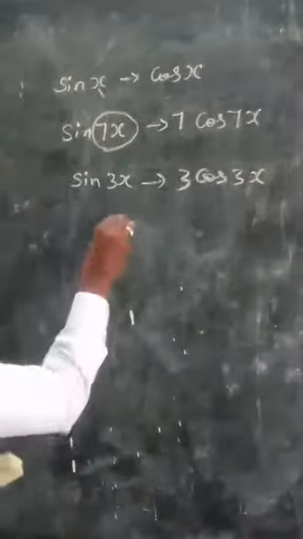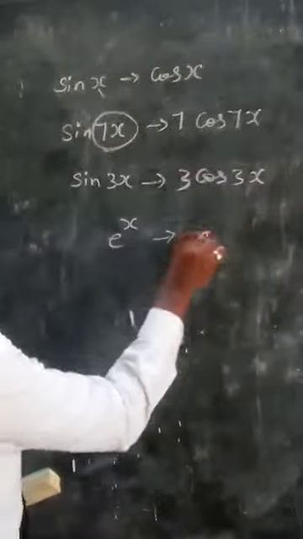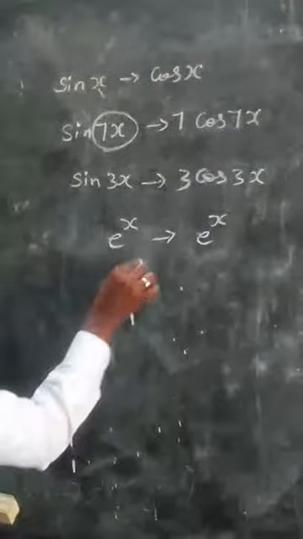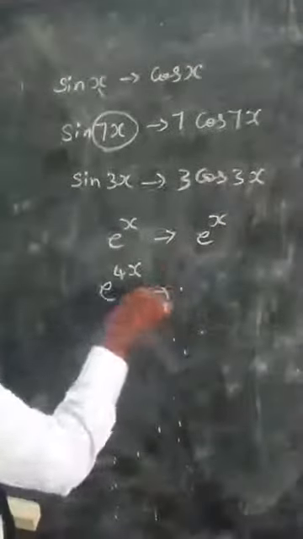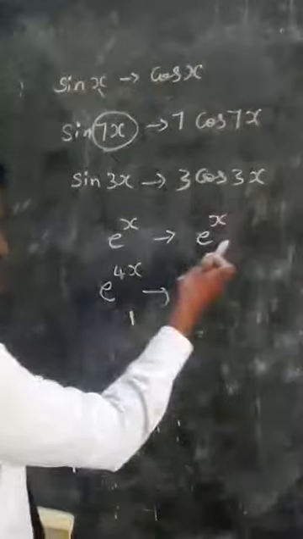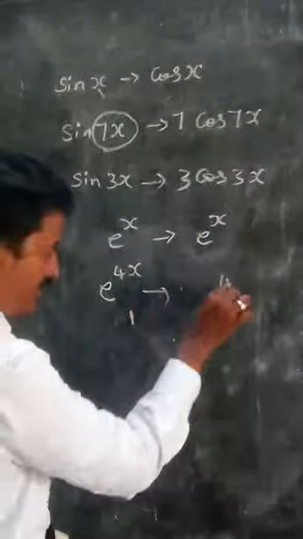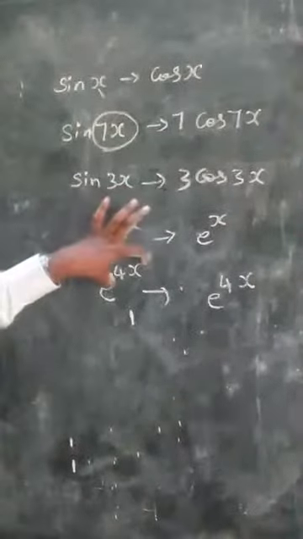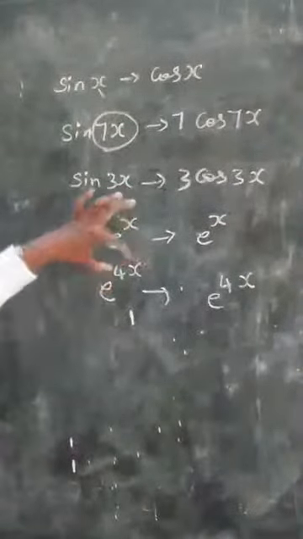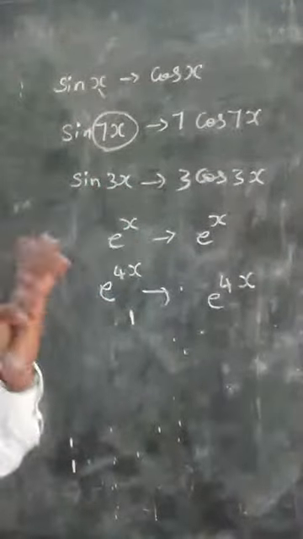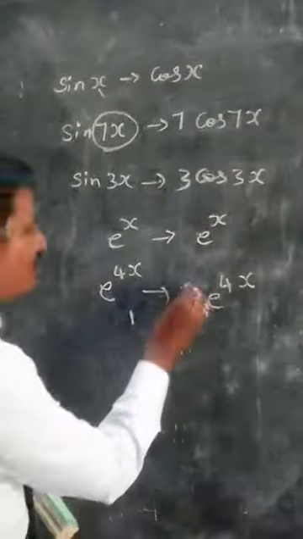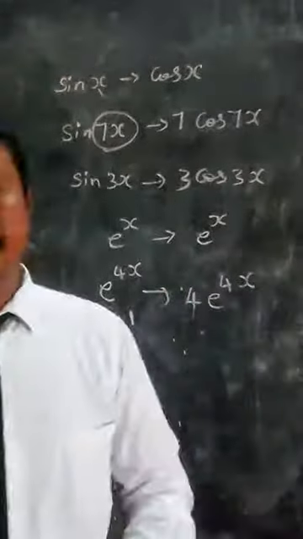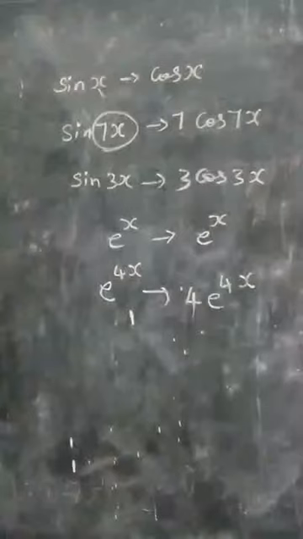Suppose this is the formula that I know: e power x. If I differentiate, the answer is e power x. E power 4x, what should I do? Apply the same formula. E power x means e power x, and e power 4x means e power 4x. But in place of x, I now have 4x. So in that case, differentiate this 4x once again. 4 will come. You just write that in multiplication. 4 e power 4x is the correct answer.